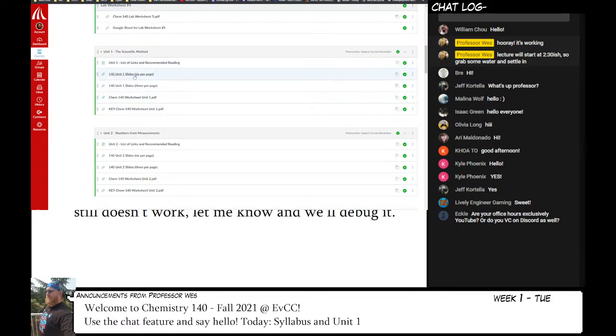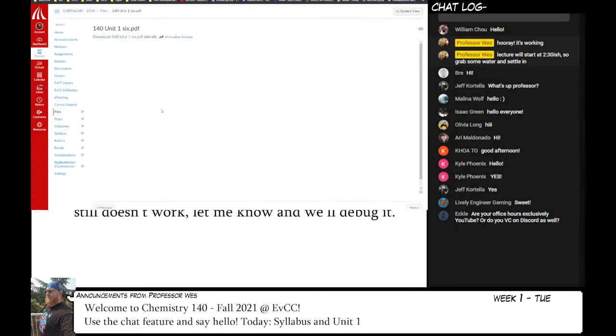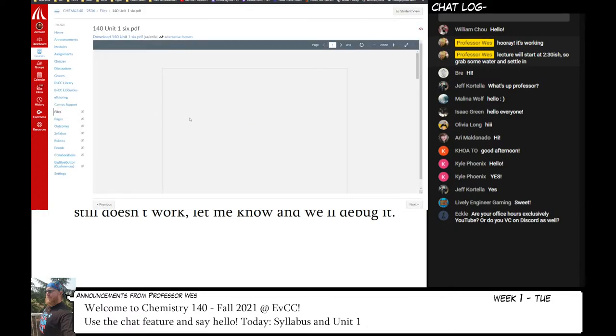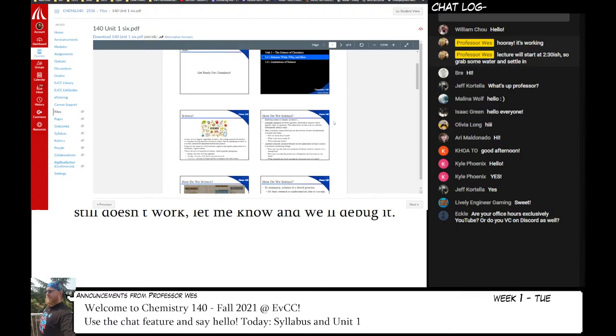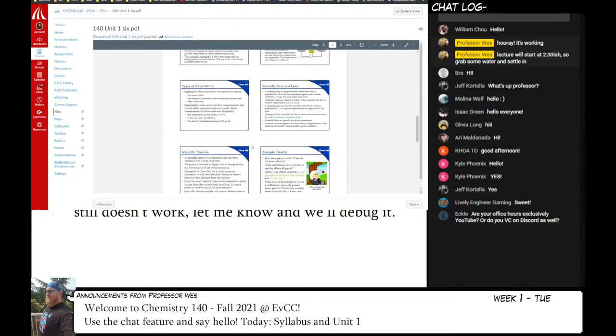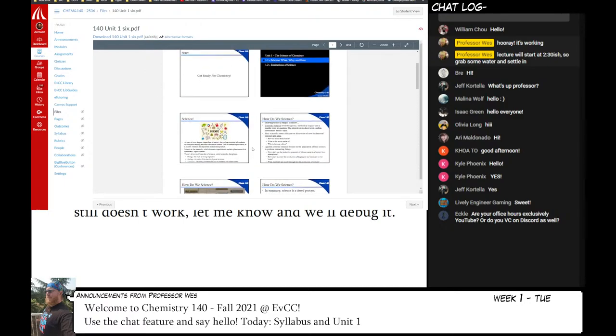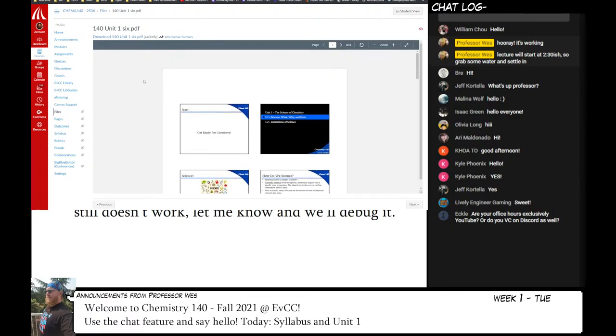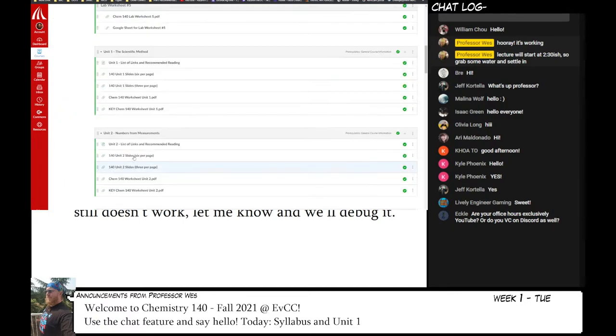Beyond recommended reading, I have the slides, so this is what we're going to do today. We're going to do Unit 1. You could have this handy if you want, or you can download it right here and have a file available, and then you can print it and do whatever you want to. And then finally, I have a worksheet, and its key.